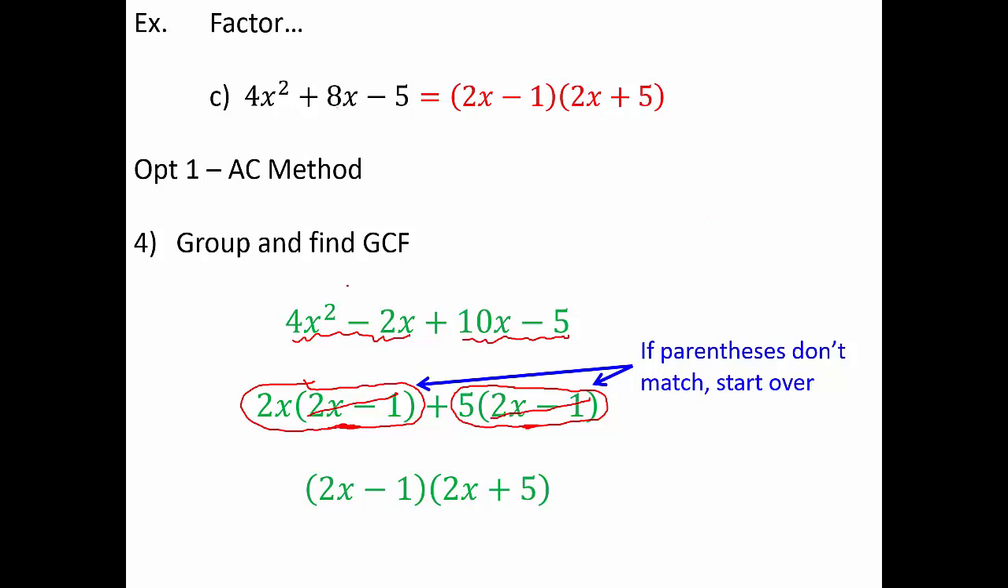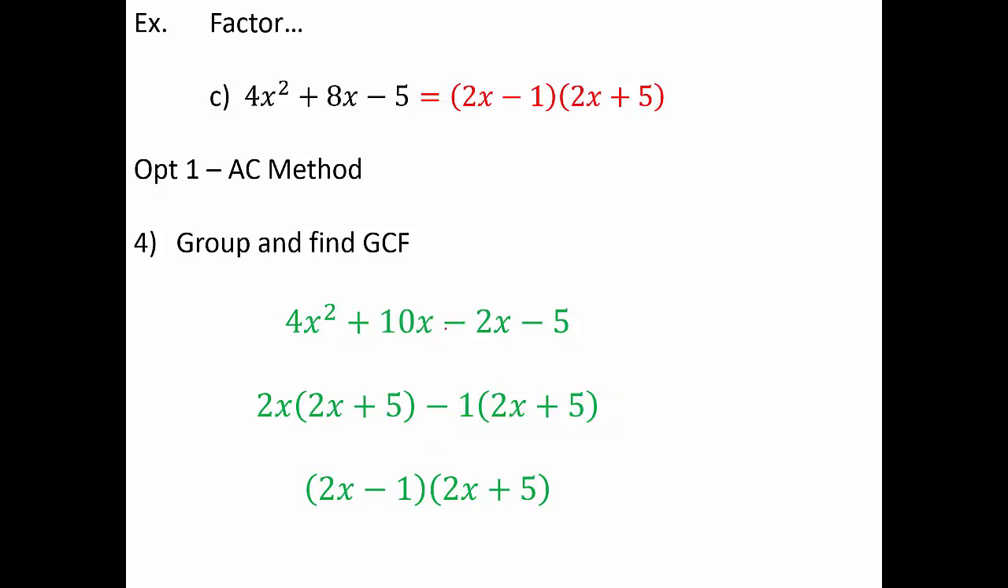Now, just to confirm that the order of that negative 2x plus 10x doesn't matter, notice if I switch it up and make it 10x minus 2x, notice how things change. Instead of it being 4x squared minus 2x, it's now 4x squared plus 10x as my first pair. Pull out the GCF, I get 2x, leaves behind 2x plus 5.